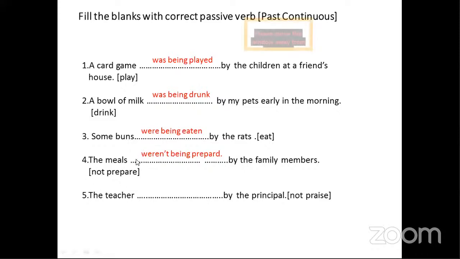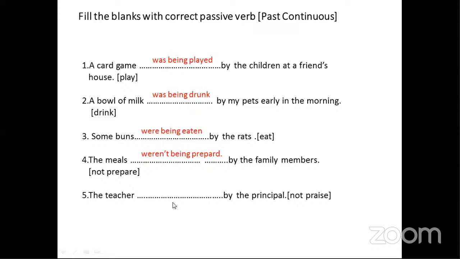to get the negative form of this be verb. The meals weren't. So we check whether this subject is singular or plural, and choose the be verb accordingly. Since "not prepare" is given here, we have to take the negative form of the be verb. Weren't. The meals weren't. You can't forget the being. Then being, what's the past participle verb of this prepare? It should be prepared, a regular verb. Then the meals weren't being prepared by the family members. That's how you're going to take the negative form.